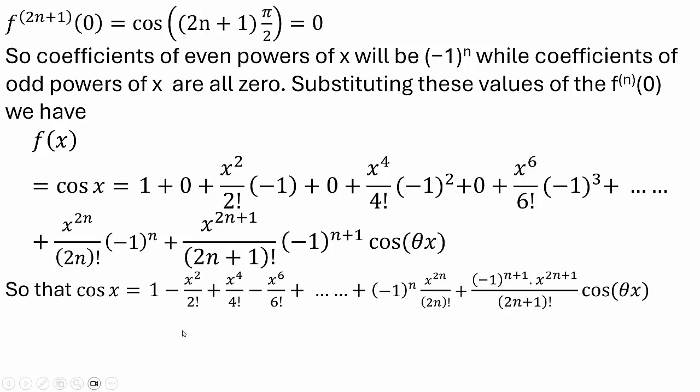And that is nothing but cos x equal to 1 minus x square by factorial 2 plus x raised to 4 by factorial 4 minus x raised to 6 by factorial 6 plus so on, plus (minus 1) raised to n x raised to 2n by 2n factorial, plus (minus 1) raised to n plus 1 x raised to 2n plus 1 by (2n plus 1) factorial cos(theta x). This is the Maclaurin's expansion of cos x.